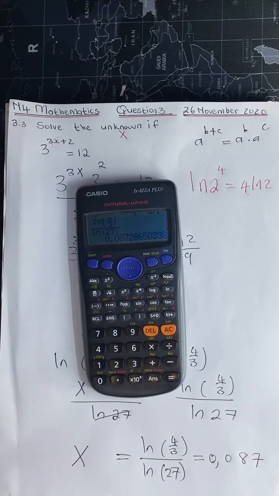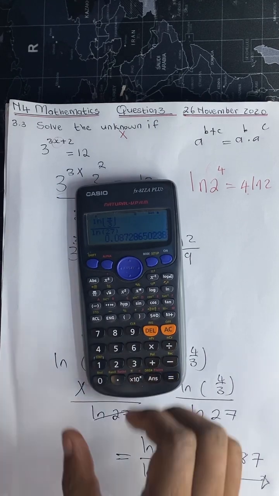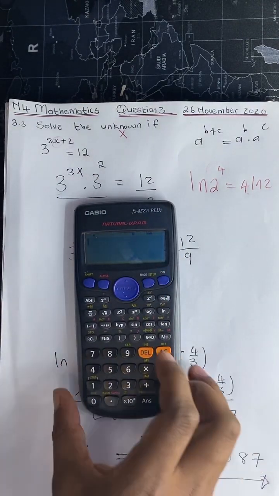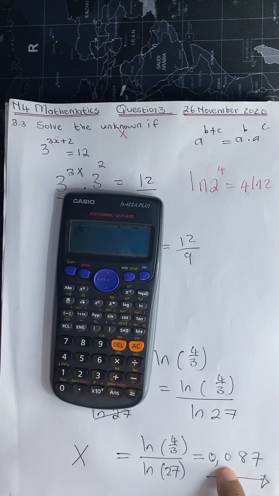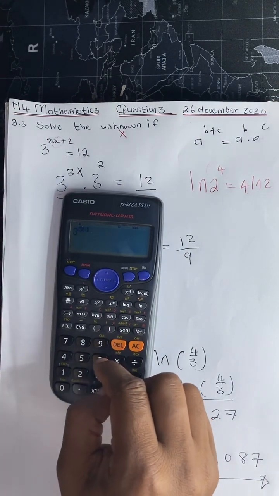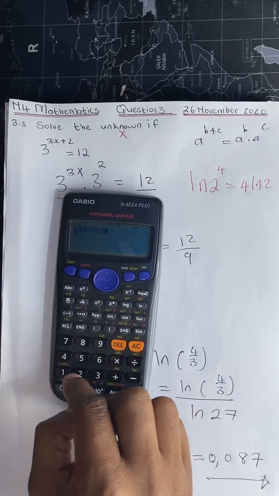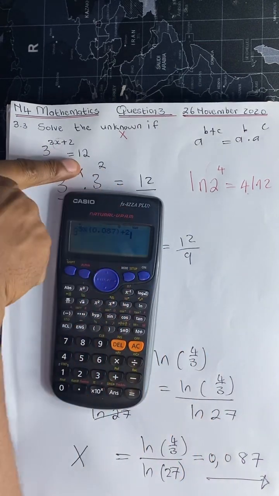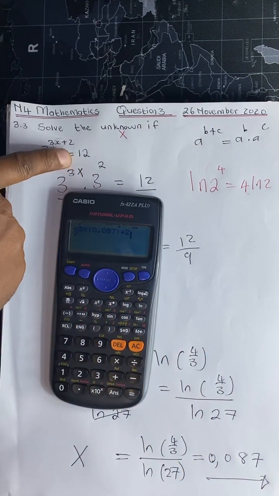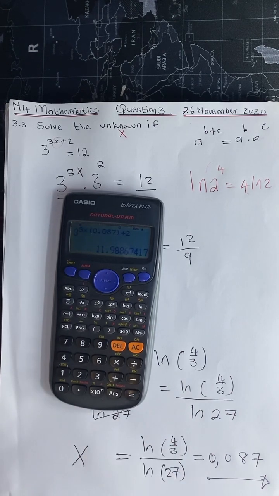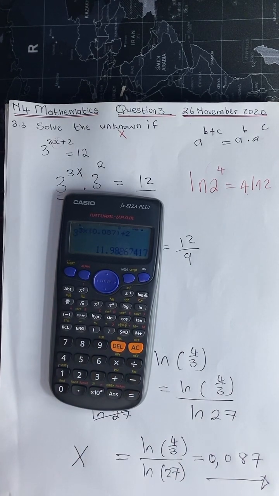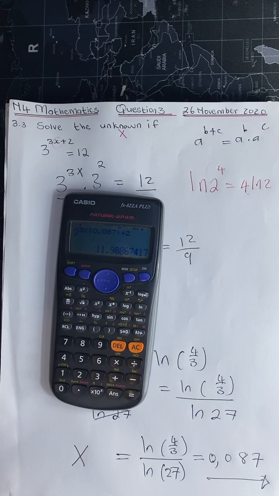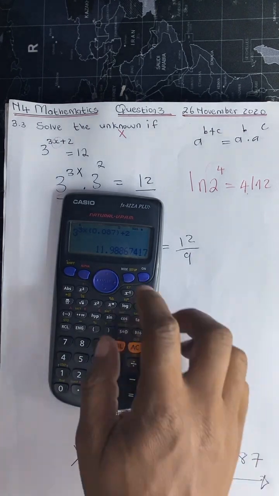Which we can write as 0.087. So if you want to check if you made a mistake or not, you can take this 0.087 and substitute it where there is x in 3 to the power 3x plus 2. So we are expecting to get a number which is close to 12. So this will be 11.988, which is pretty close to 12.